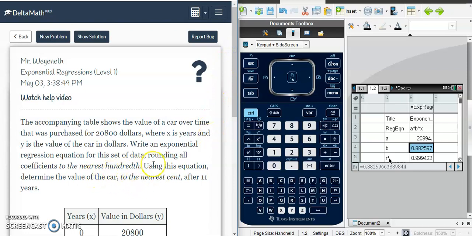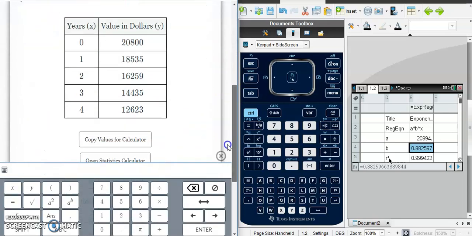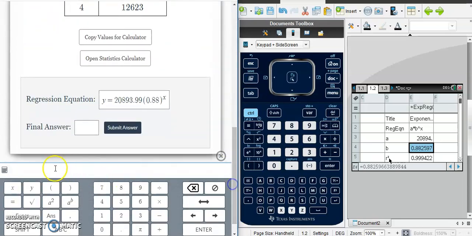It says determine the value of the car to the nearest cent after 11 years. So if you don't happen to have your calculator, you could go up here and click calculator. That brings the calculator up within Delta Math. And then what you could do is just type in 2893.99, that equation, 0.88.